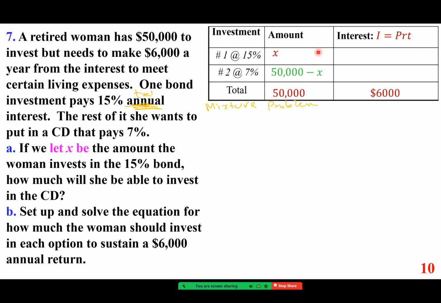So this gives us the interest I equals PRT. Multiply these 2 times T is 1. So just 0.15X. These 2, 0.07 times 50,000 minus X. And the two they add up to $6,000. So when we get this far, practically we are done, because the most important part is being able to come up with that, and always a table helps us.